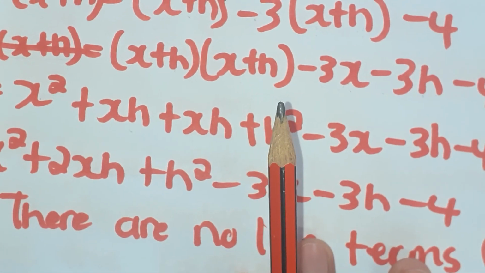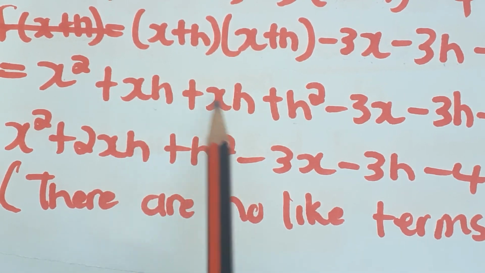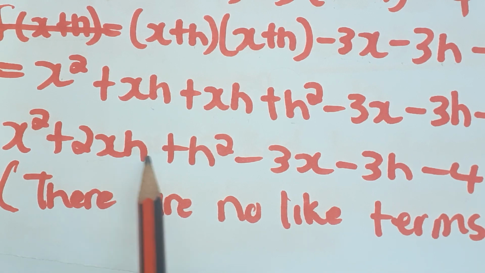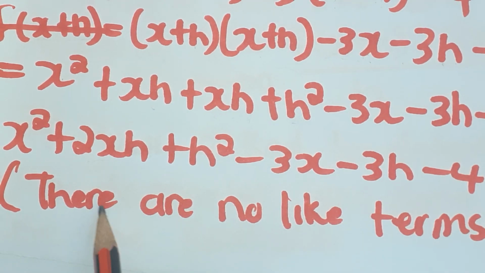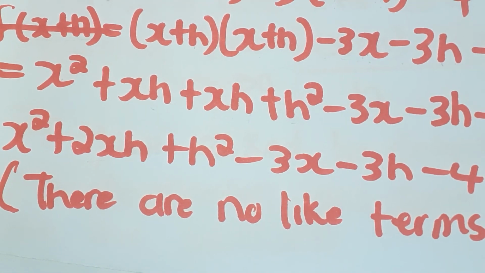Now, what we can do here is combine these two xh terms. They are like terms, so we combine them, and then we have 2xh. That shortens the whole thing. So there are no other like terms. There is absolutely nothing we can do better than that.